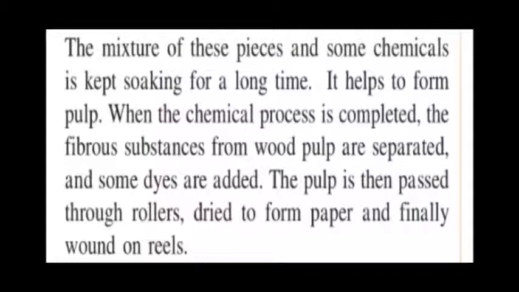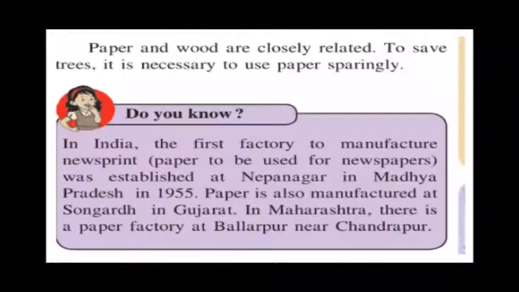When the chemical process is completed, the fibrous substance from wood pulp is separated and some dyes are added. The pulp is then passed through rollers, dried to form paper, and finally wound on reels, which we saw in the picture, which is also available in the textbook. The process of manufacturing of paper.